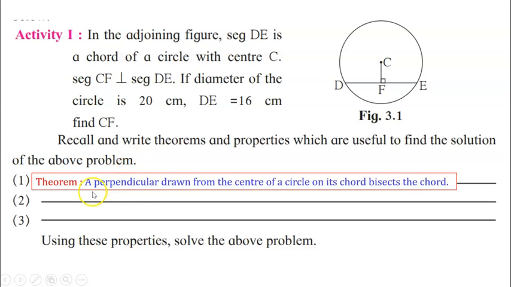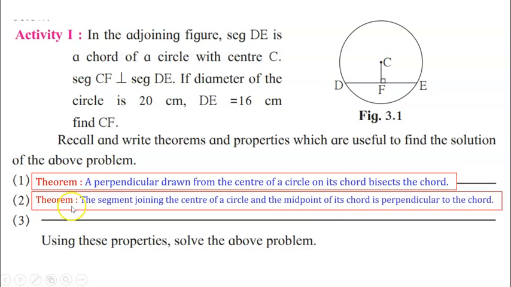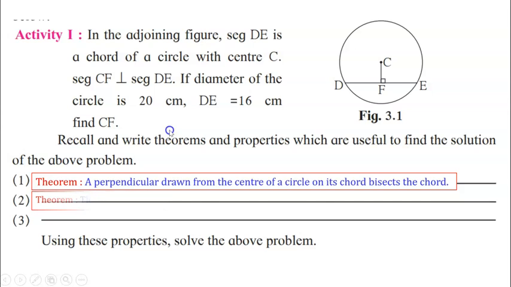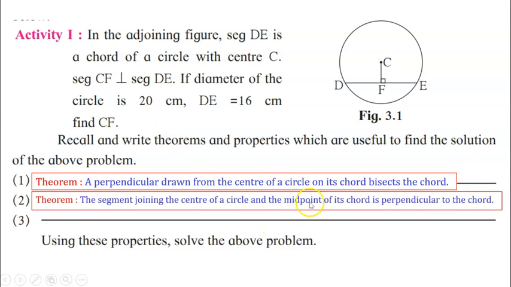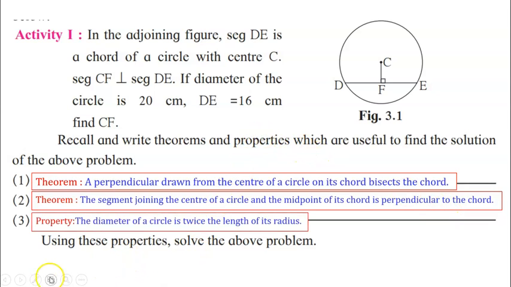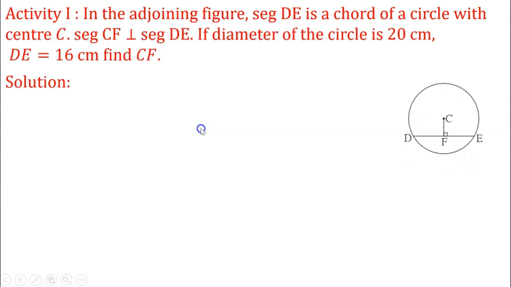Now the first property: the perpendicular drawn from the center of a circle on its chord bisects the chord. This is the first theorem. Next, the segment joining the center of a circle and the midpoint of its chord is perpendicular to the chord. And one more property: the diameter of a circle is twice the length of its radius. Okay, now we'll solve this example.